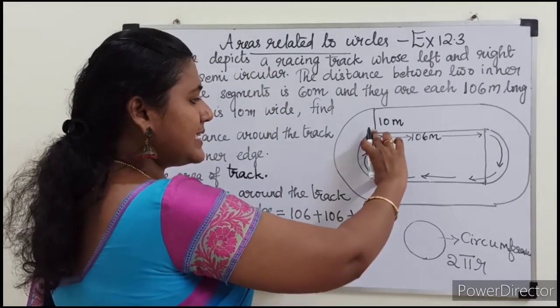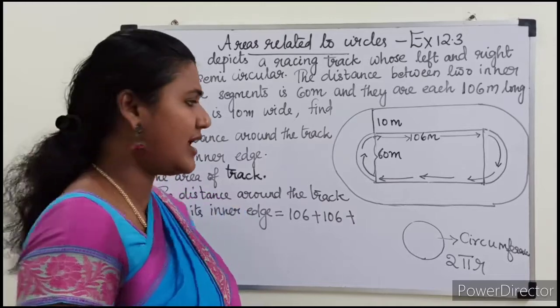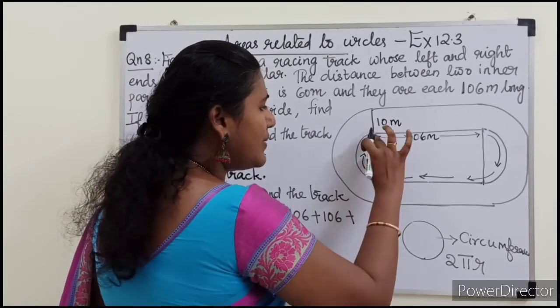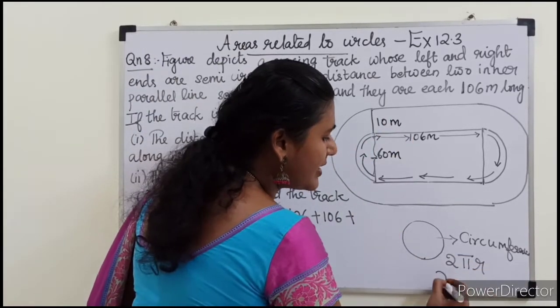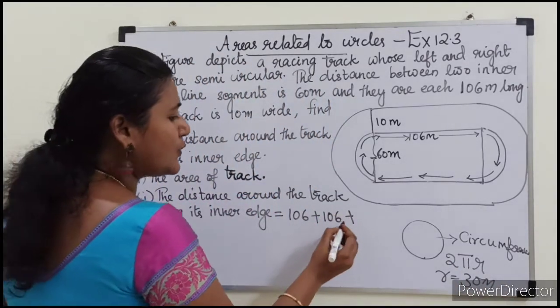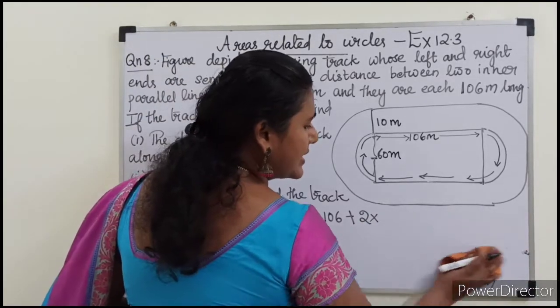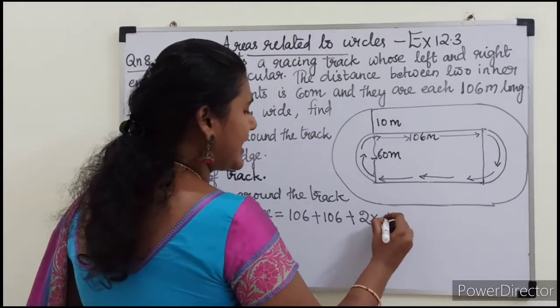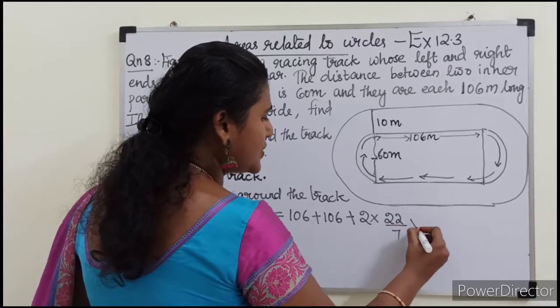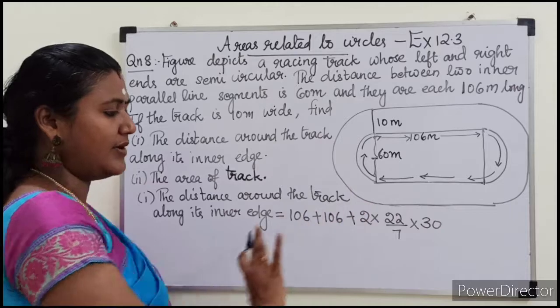You know that this length is nothing but the diameter. We have this length as 60 meter. So then the radius will be half of this. So r is equal to 30 meter. So here 2 pi r, that is 2 into 22 by 7, so the pi value here we will take as 22 by 7, into, here the radius is 30. So 2 pi r we have substituted.